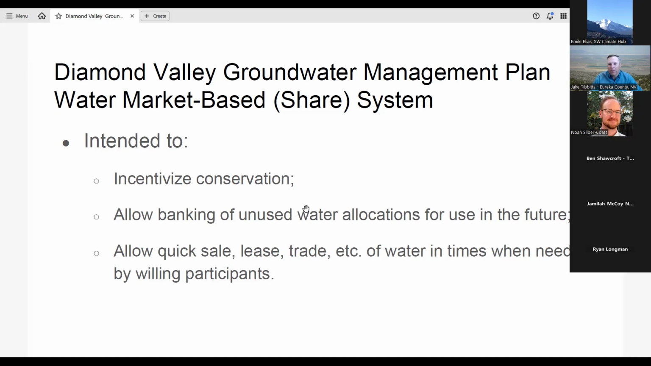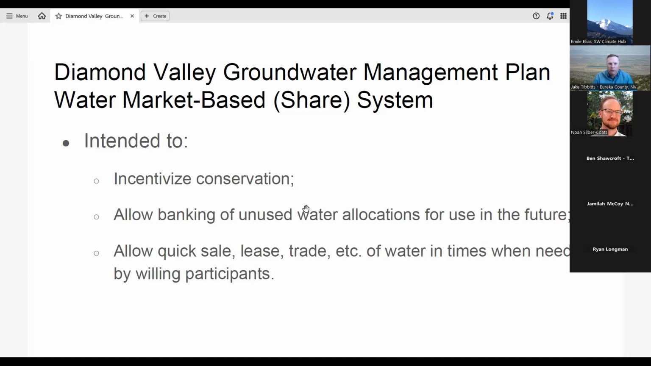It is a water market-based system where people's water rights, using a certain formula according to how senior or junior they were, were converted to shares. So they hold a share of the entire amount of water available in Diamond Valley. And then over time, there are pumping reductions that are mandated. But it also incentivizes conservation because it allows unused water or unpumped water to be banked, and that's left in the aquifer, and it can be withdrawn in a future time.